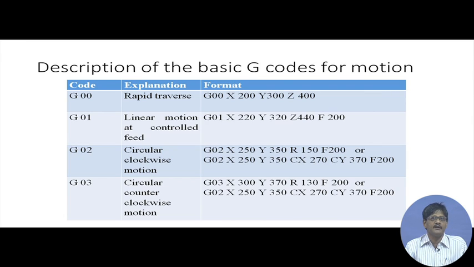G01 in a similar manner refers to linear motion, as we have discussed, at controlled feed rate, and its syntax is G01 followed by target point coordinates. Since it is taking place at a definite rate, the rate is mentioned as F200, which reads, unless otherwise defined, 200 millimeters per minute. We will understand it this way in our discussion. It reads 200 millimeters per minute feed rate.